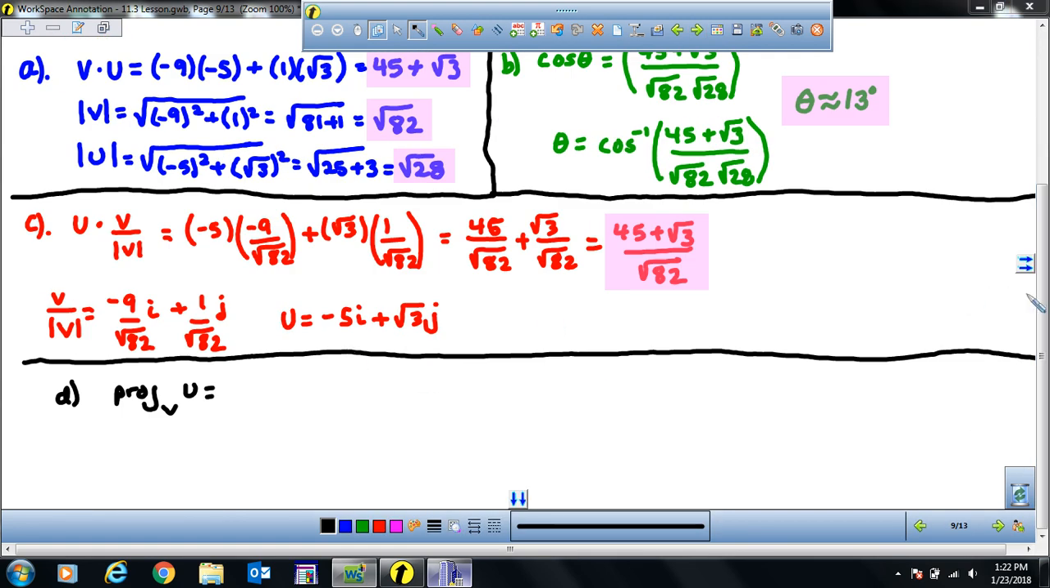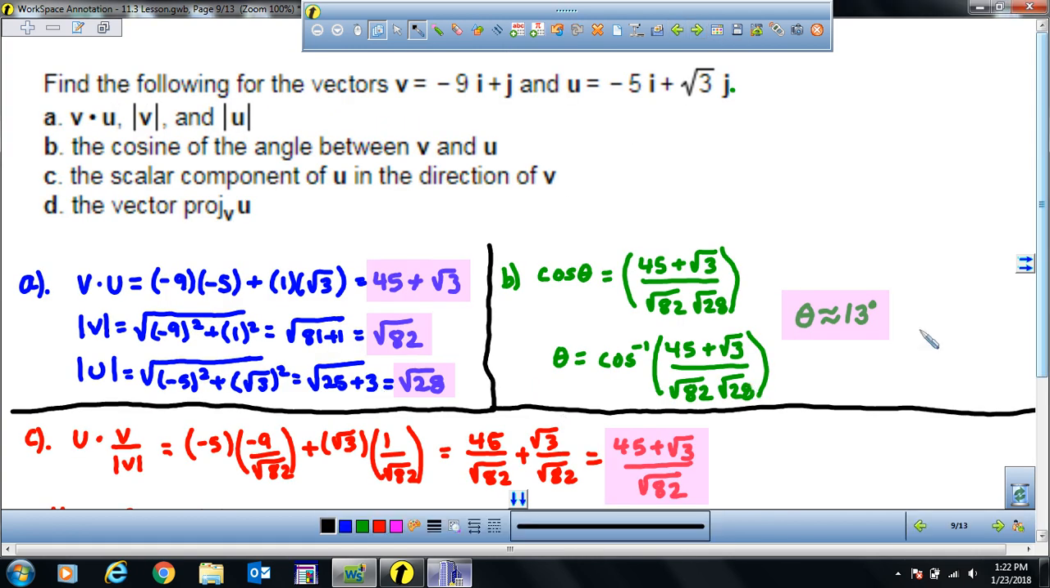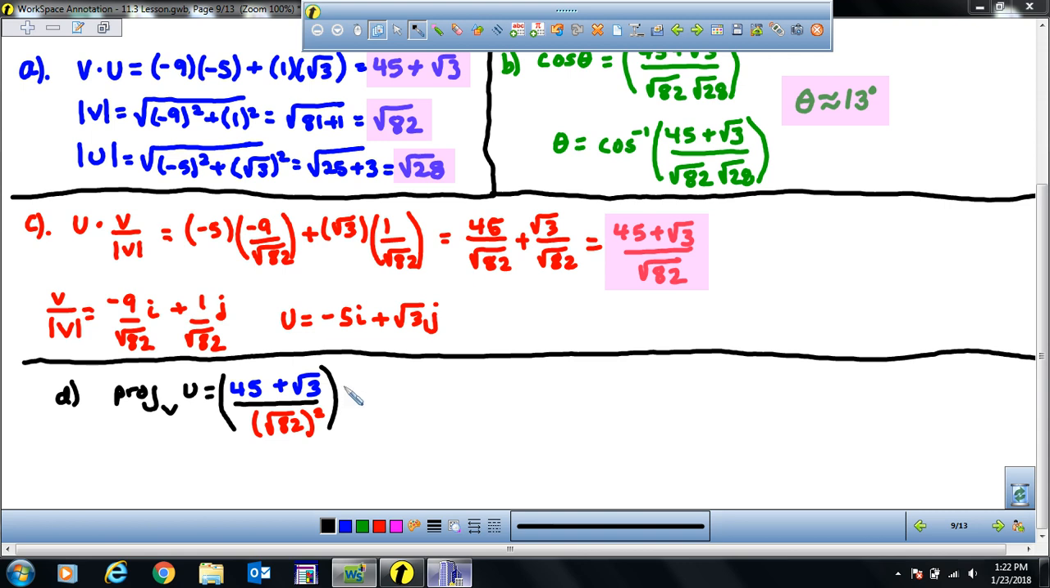The dot product of u and v, we already found it, was 45 plus the square root of 3. Okay, that is going to be divided by the magnitude of v squared. What is the magnitude of v? The magnitude of v was the square root of 82, but we need to square it. So it would be the square root of 82 squared. And then times the vector v. So we're going to multiply this times the vector v. And that vector v is, again, negative 9i plus j.